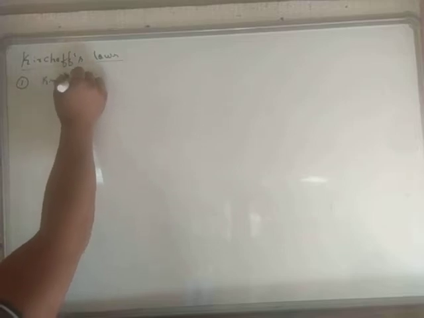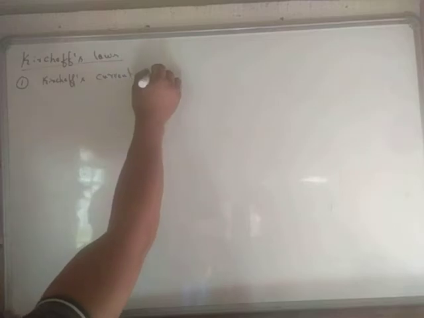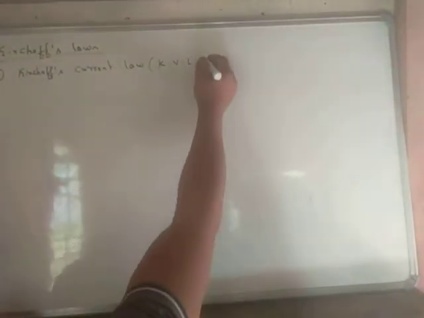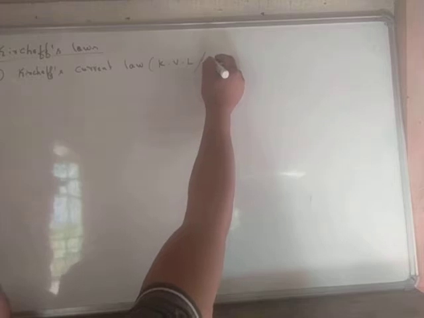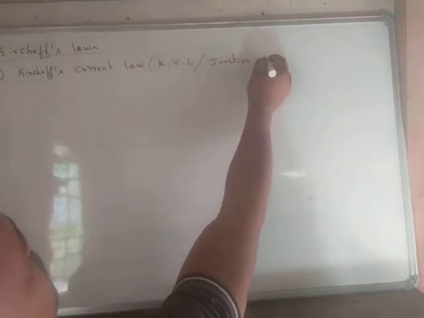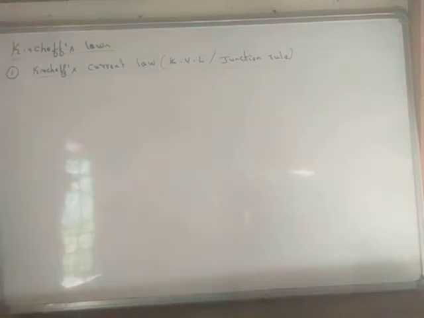Number one, it is Kirchhoff's current law. In short, we write KCL. And sometimes this law is also known as the junction rule. Junction rule. So first let us discuss about this law.